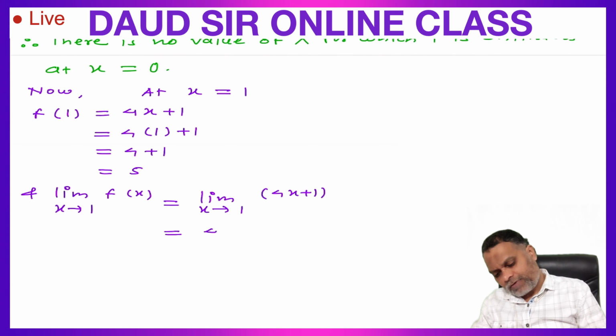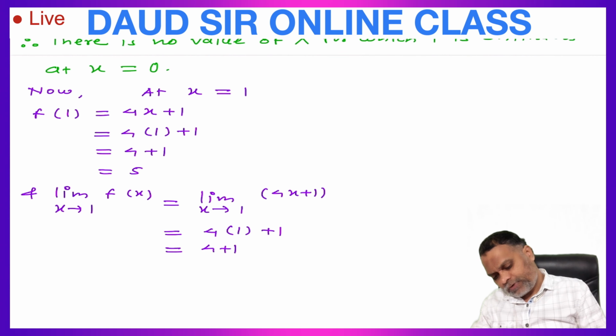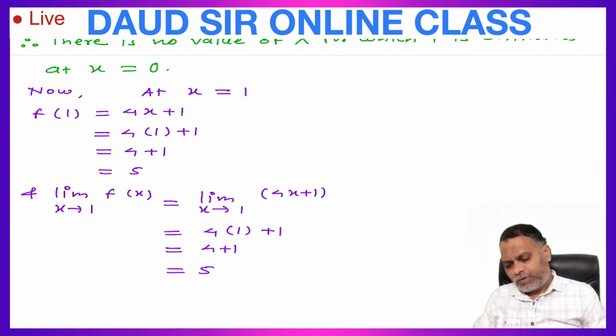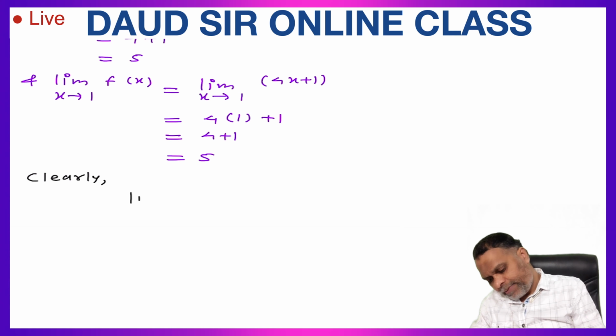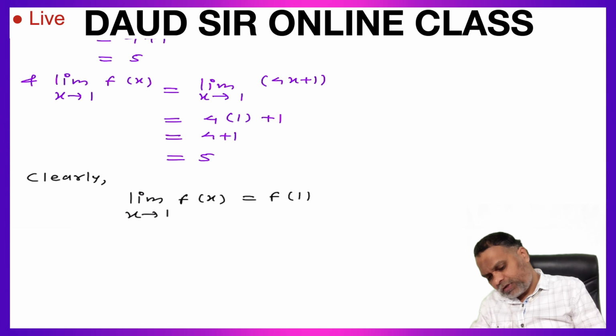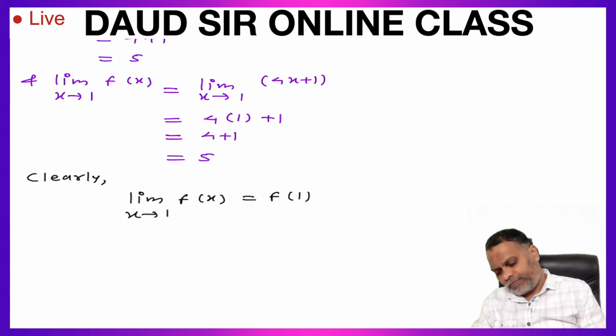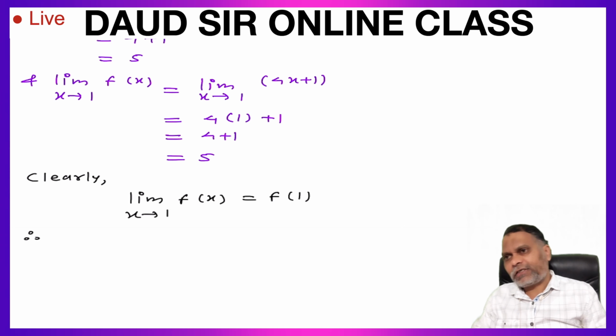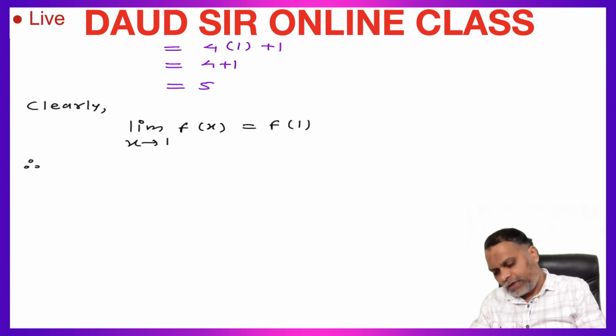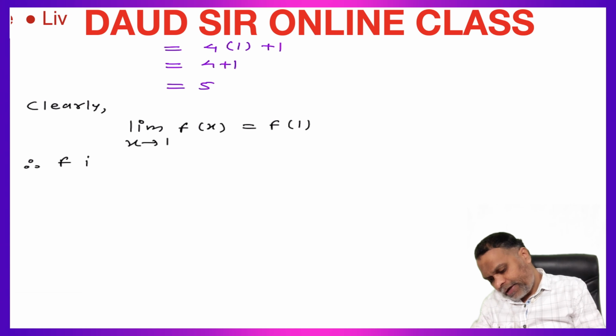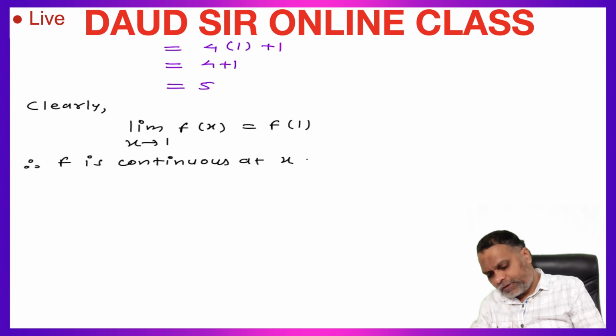Substitute x is equal to 1: 4 into 1 plus 1, that is 4 plus 1, which is equal to 5. So clearly, limit x tends to 1, f of x is equal to f of 1. Both values are equal to 5. Therefore, f is continuous at x is equal to 1.